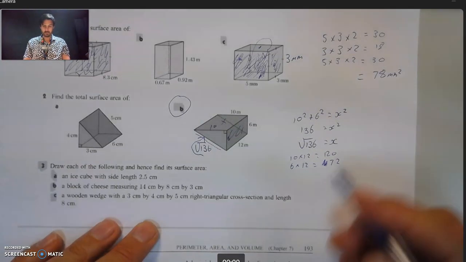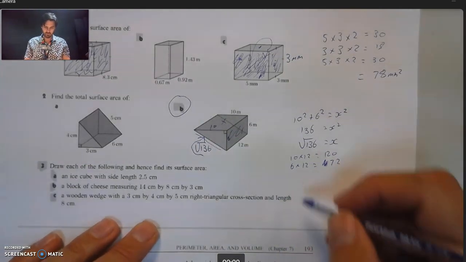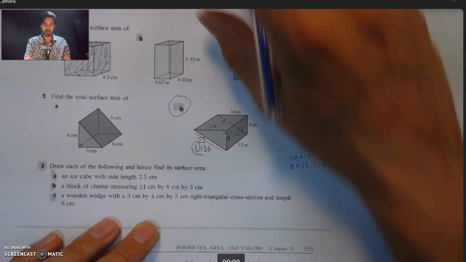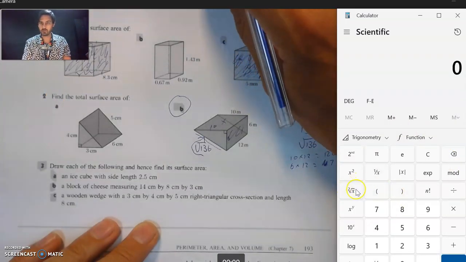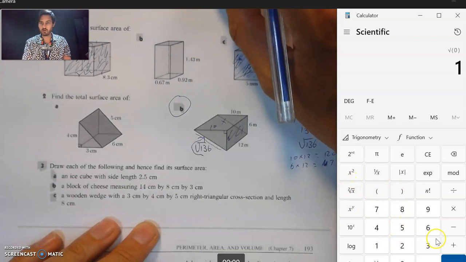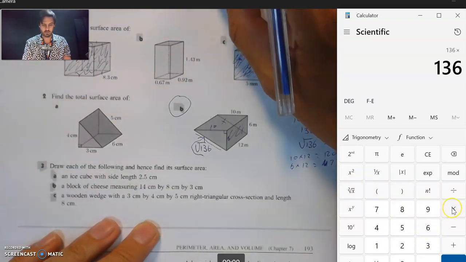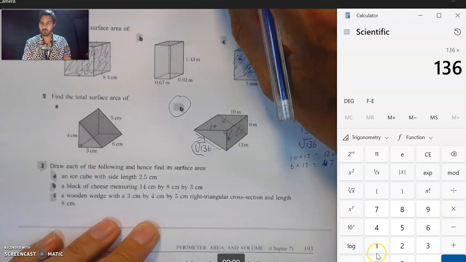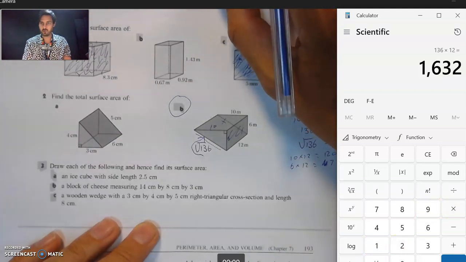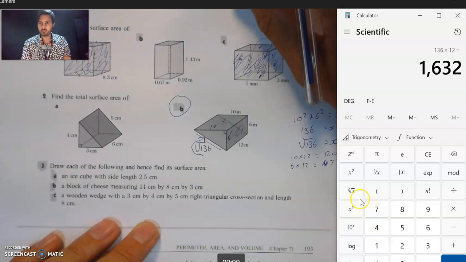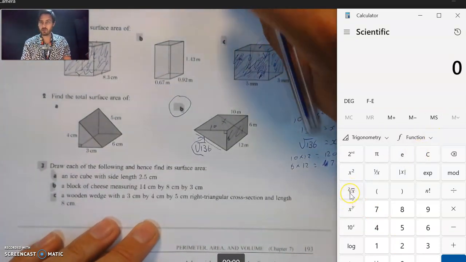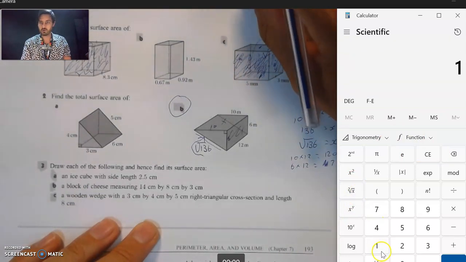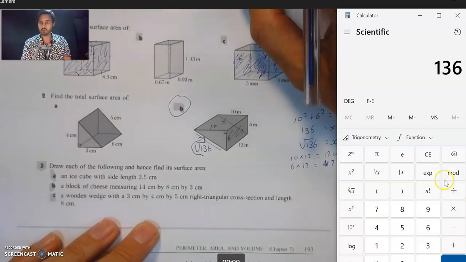There we go. Now the underside here is a little bit more difficult because we've got that square root of 136, so we're going to need our calculator for that. So we're going to do square root of 136 times by 12 equals, whoops, got to do the square root first. Hang on, start again. Square root of 136. Oh, is that not working for me?